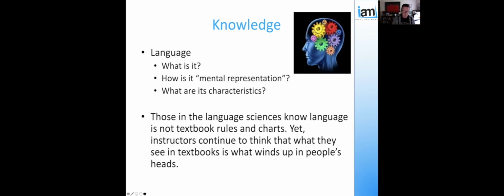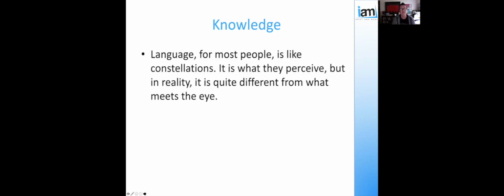So let me give you a simple metaphor here. That language, for most people, is like looking at a constellation. Language is what people perceive, but in reality, what language is is quite different from what meets the eye, right? So you hear words and you see a rule like subjects and verbs must agree, but is that really what's happening? That's your external perception of something that might not be real.